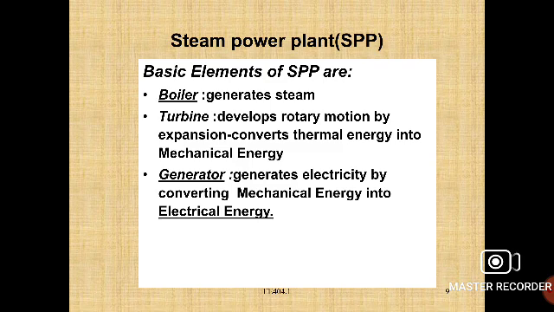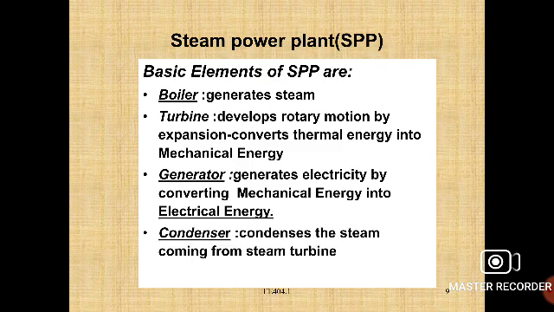Next is the turbine. The main function of the turbine is to develop rotary motion by expansion, converting thermal energy into mechanical energy. What is the function of the generator? It generates electricity by converting mechanical energy into electrical energy. This is the main method.